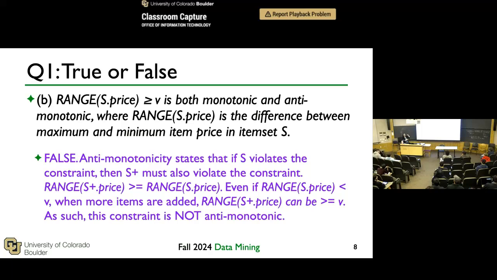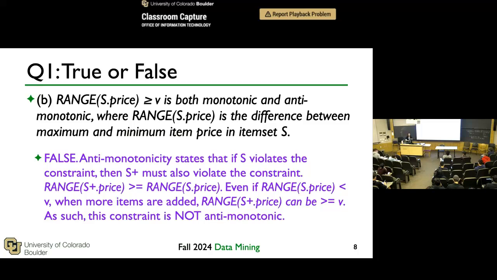So we see that it's actually monotonic. Monotonic means what? If S satisfies, the superset would also satisfy. In this case, if S satisfies, that means the range is at least V. Same thing: if this is already at least V, then for the superset the range would only be bigger, or at least that value. So my superset is guaranteed to also be at least V. So in this case, it is monotonic, but not anti-monotonic.